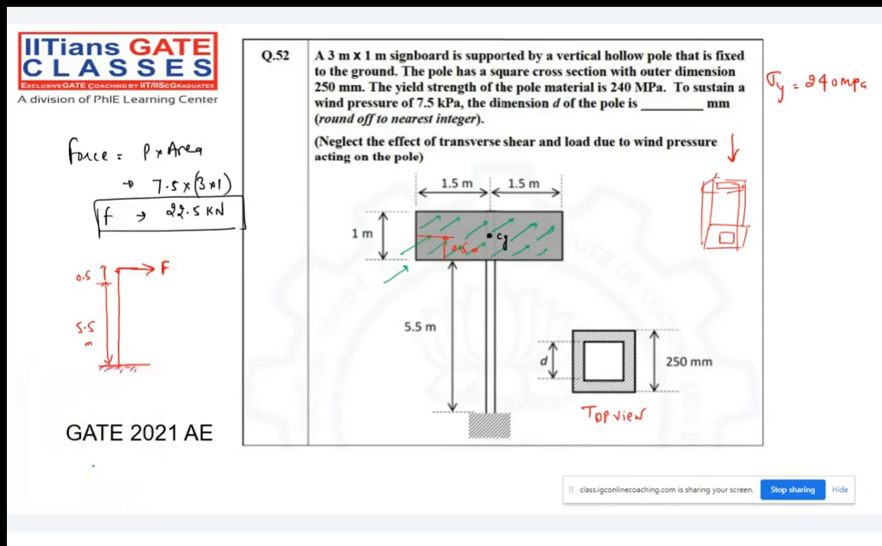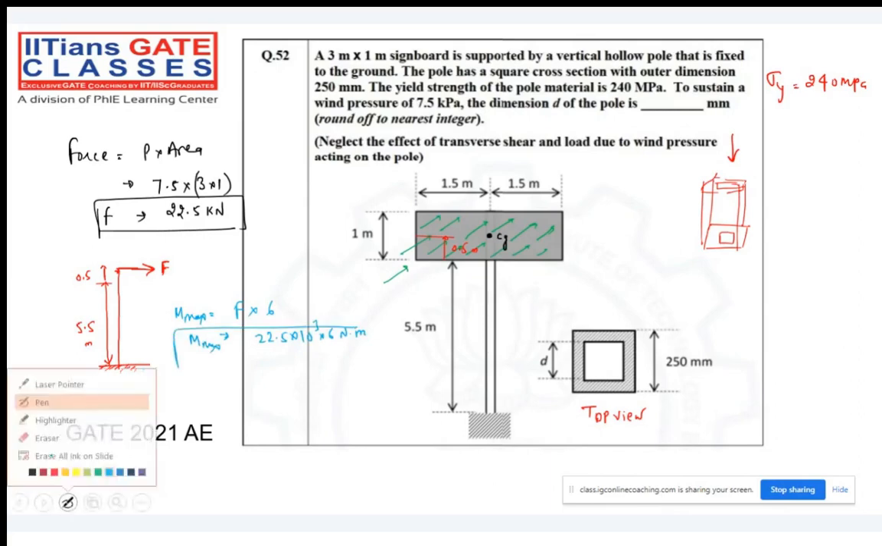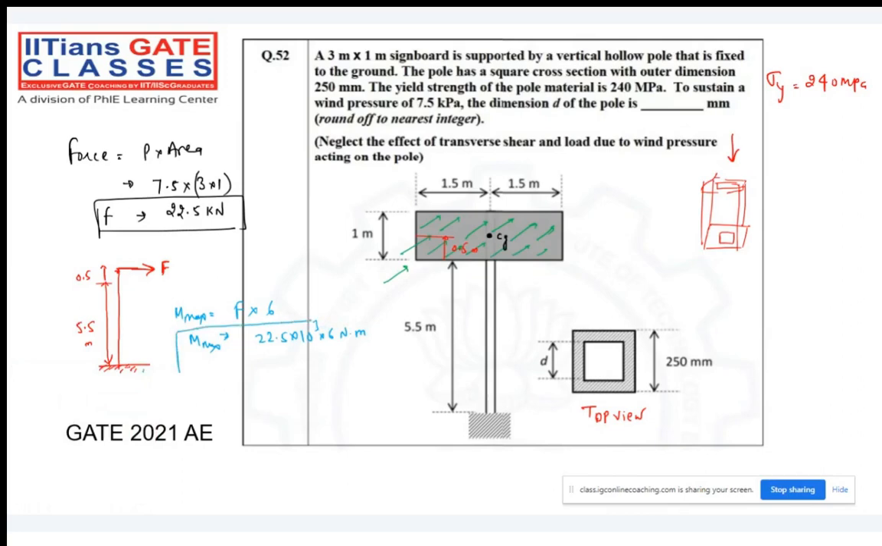What is the maximum bending moment which is being applied at the support? F into 6. What is the force? 22.5 into 10 power 3 into 6 Newton meter. That is the maximum bending moment, my friend, that is being applied to this particular pole. Getting my point?